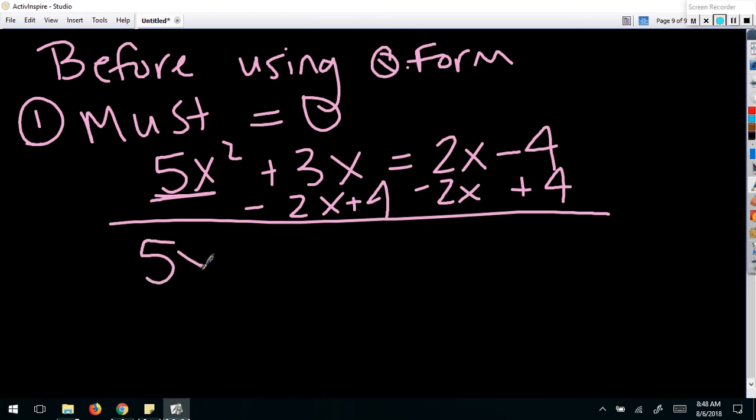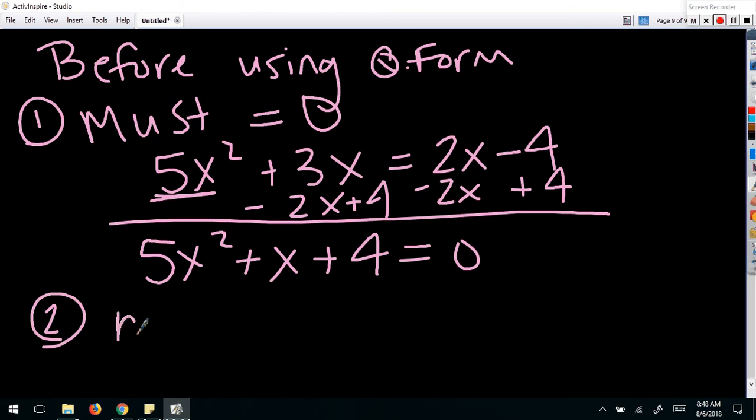So now I have 5x squared, 3x minus 2x is positive 1x, plus 4. So now it equals 0, okay? Before I use that quadratic formula, I need to make sure it equals 0. And I also need to identify a, b, and c. And those are those coefficients, okay?